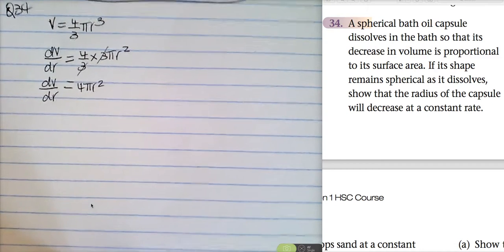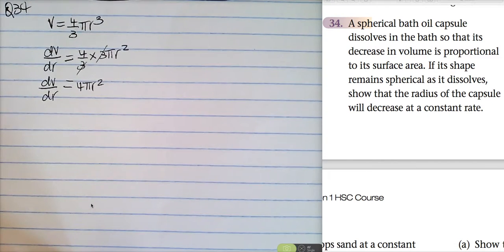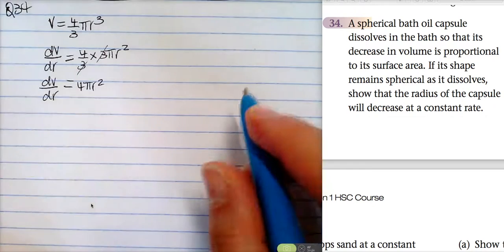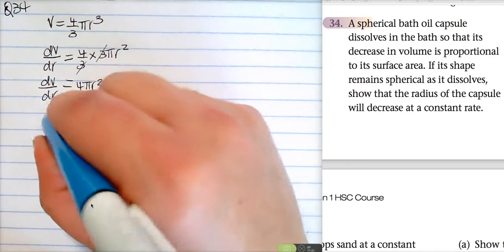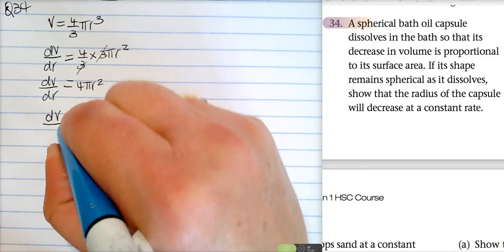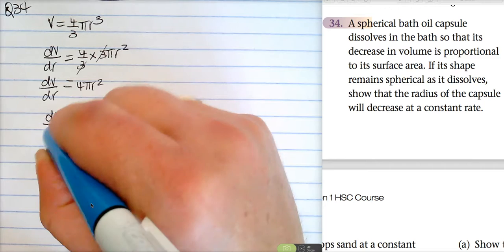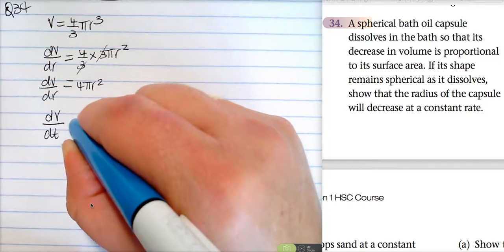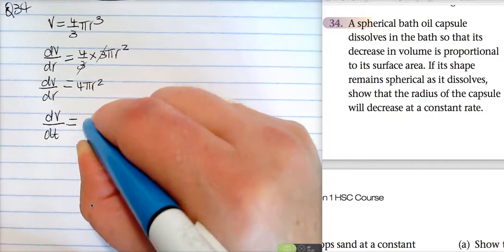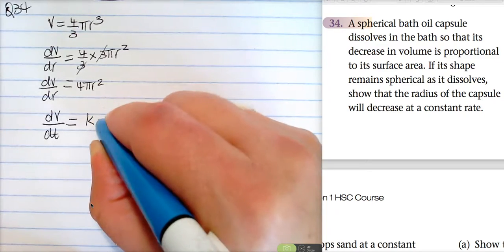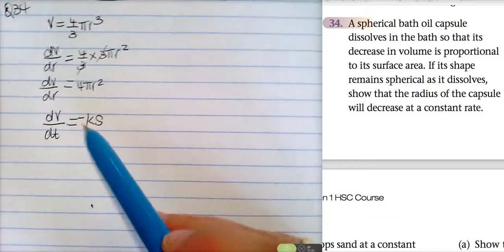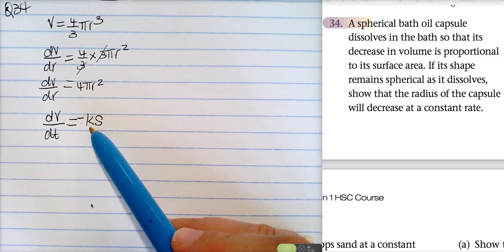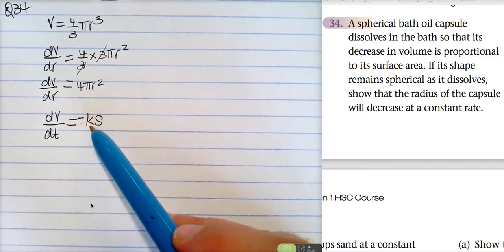So, a spherical bath oil capsule dissolves in the bath so that its decrease in volume is proportional to the surface area. So, dV/dt is proportional to, so equals K, some constant, times your surface area. It's negative as well because K, look, if I put a negative here, then K will be positive. If I don't put a negative there, then K will be negative.